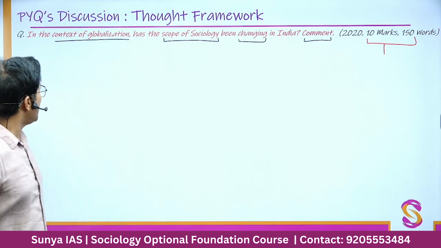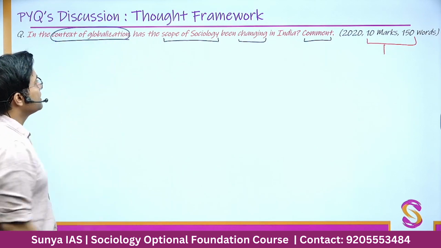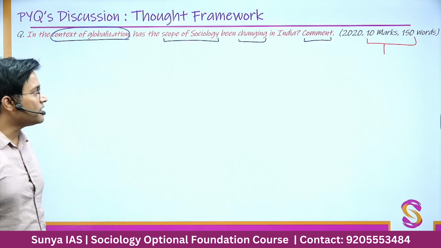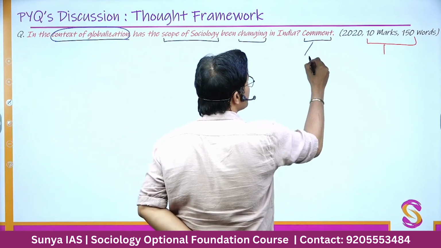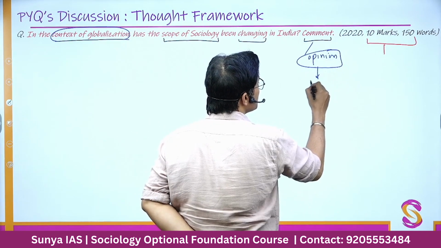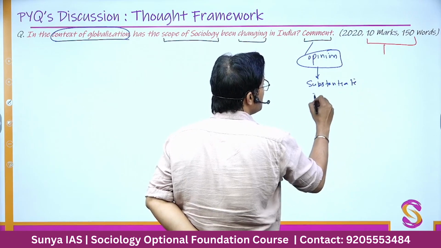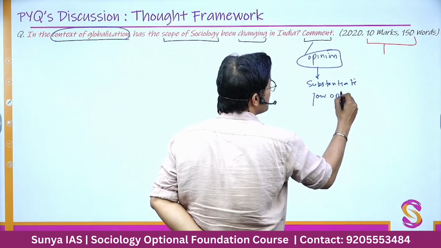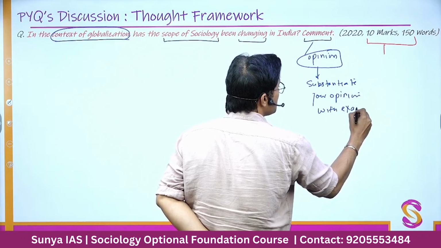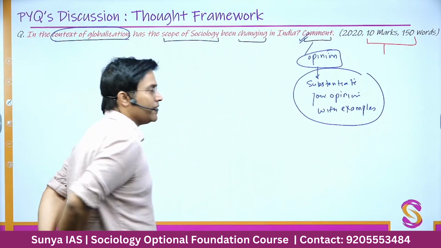Okay. So as you can see, the question reads, in the context of globalization, has the scope of sociology been changing in India or not? And you have to simply comment. When you talk about the comment, you have to give your opinion, and while giving your opinion, you have to substantiate your opinion with examples. This is the simple meaning of the directive comment.